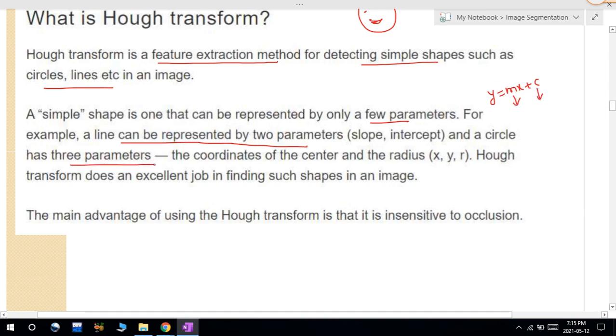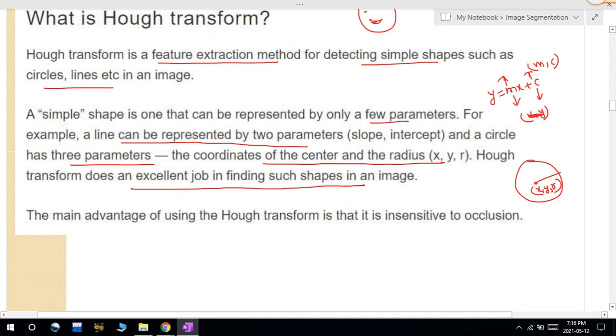In the same manner, I can easily find circles within the images because a circle also has only three parameters. For a circle I will try to find the central coordinate value and the radius, so I can consider only three arguments. For a line I take only two, the slope and intercept values. So Hough transform does an excellent job in finding such shapes within the image, lines and circles. The main advantage of using the Hough transform is that it is insensitive to occlusion.